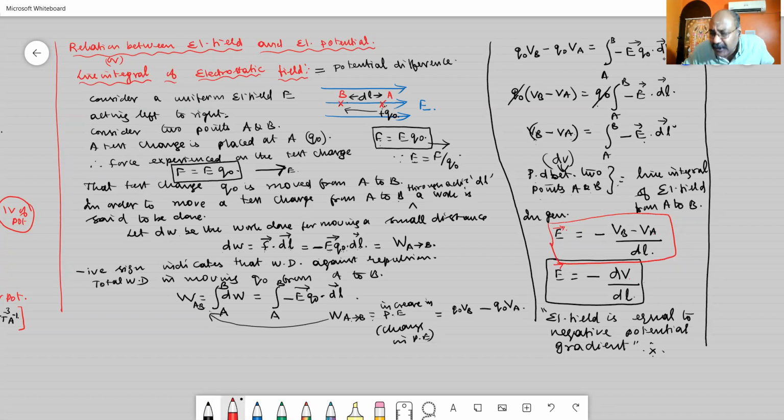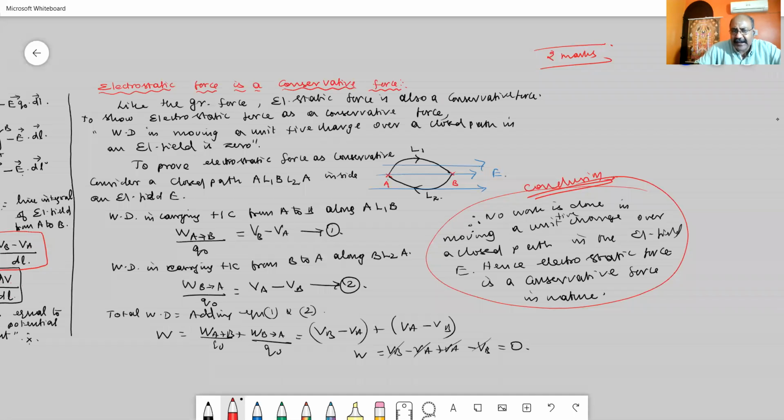If potential is divided by distance, it is called the potential gradient. Here you have a minus, so it is the negative potential gradient, which is equal to the electrical field. So the electrical field is equal to the negative potential gradient. That is the relation between electrical field and electric potential.